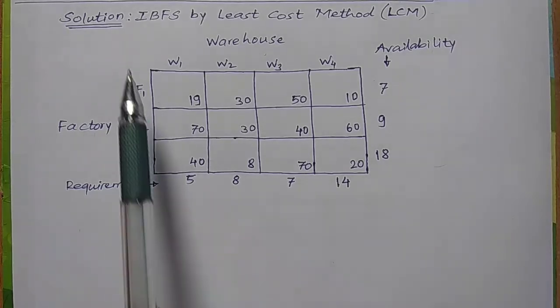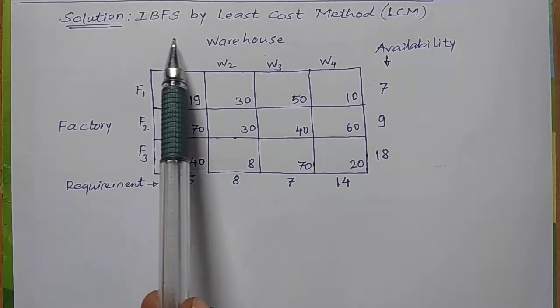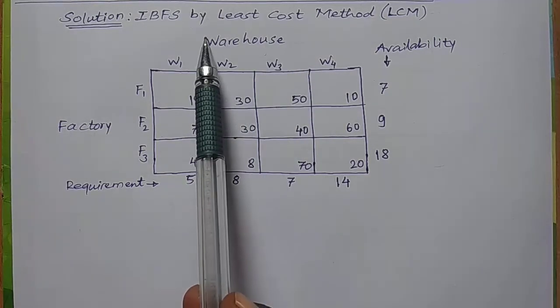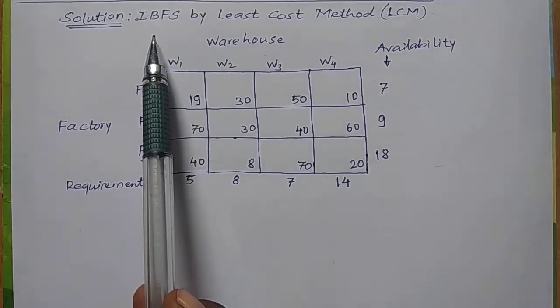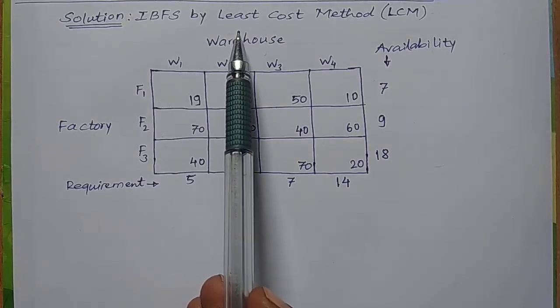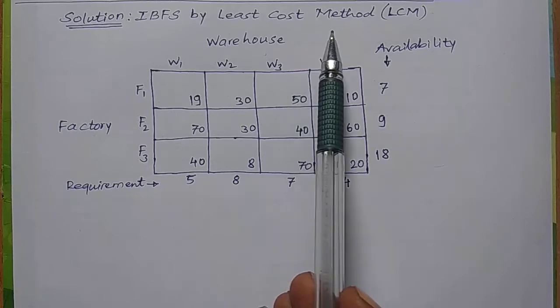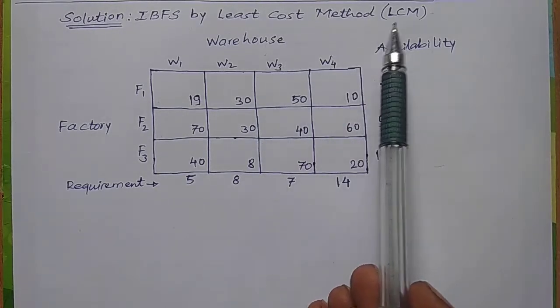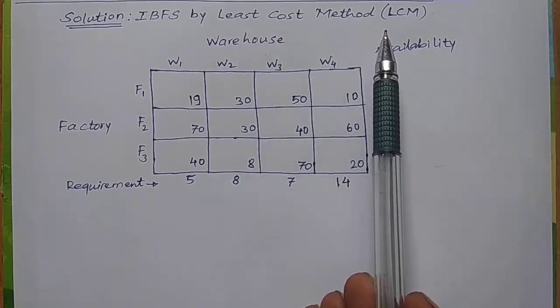In this lecture, let us discuss the IBFS by least cost method. So in this lecture, we will only obtain the initial basic feasible solution by least cost method. It is also called the matrix minimum method or LCM. LCM is the abbreviation of least cost method.